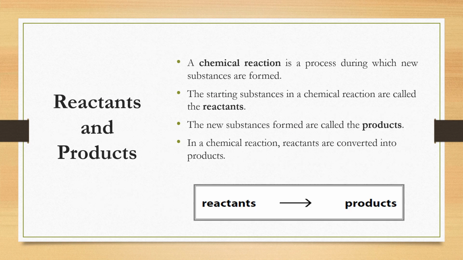In grade 8, you learned about chemical reactions. You will recall that a chemical reaction is a process during which new substances are formed. You also learned that the starting substances in a chemical reaction are called the reactants, and the new substances formed are called the products. In short, in a chemical reaction, reactants are converted into products.